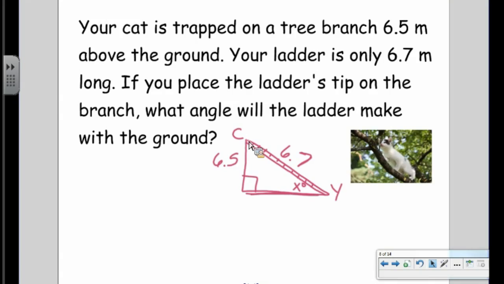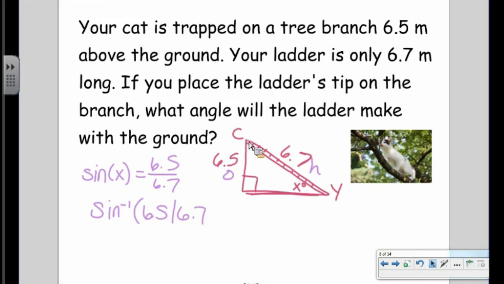This is not tangent this time. We have opposite and hypotenuse. And so we have sine of x equals 6.5 over 6.7. We do inverse sine, and then we simply type that ratio in. 6.5 divided by 6.7. We round to a whole number, and so that angle is a 76-degree angle. Pretty steep. That ladder is pretty steep.